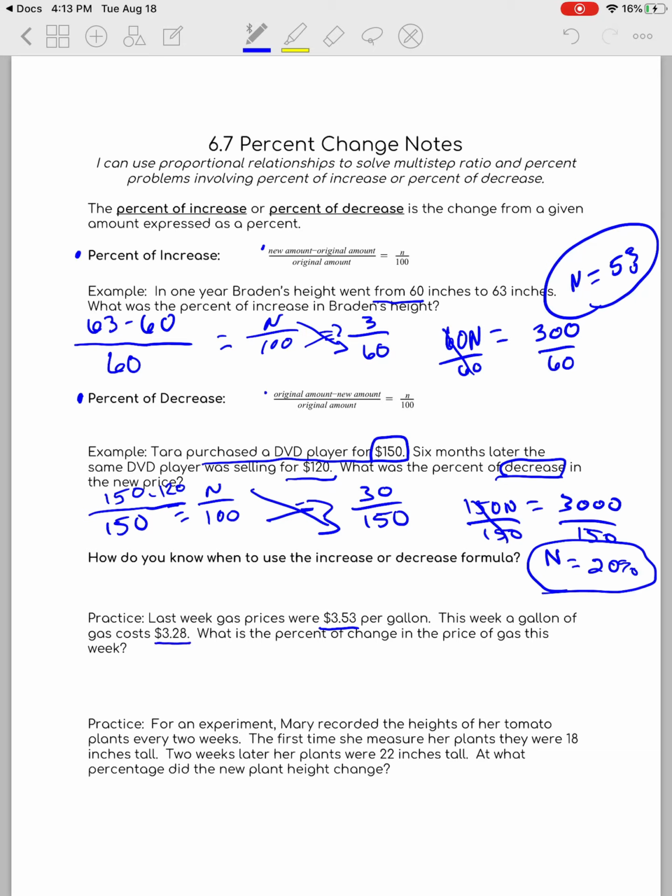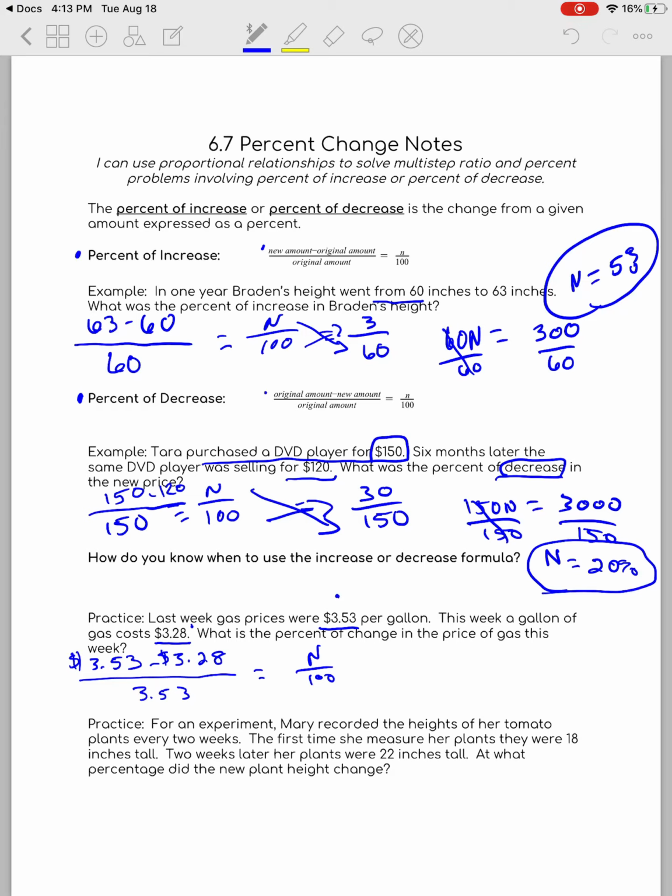Last week, gas prices were $3.53 per gallon. This week, a gallon of gas cost $3.28. What's the percentage of change in the price of gas this week? Well, look what happened. You started at $3.53 and then you ended up at $3.28. That's a decrease in price, right? So if it's a percent decrease, you take the original minus the new, which is $3.53 minus 3.28, and then you put that over top of the original, 3.53, and then that equals n over 100.